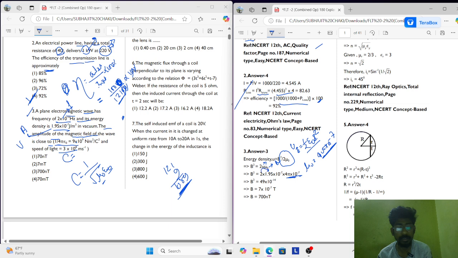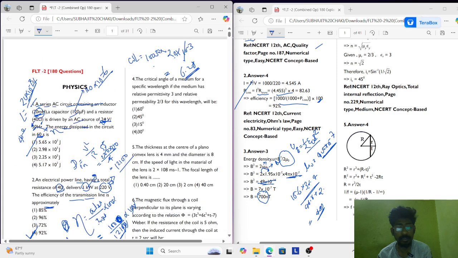This is 2 into 1.95 means 3.9, 3.9 into 4 means 15.6, 15.6 into 3.14 is around 46.8 plus 1.5. Yeah, it will be around 2 point something. So around 48.8 means 49 into 10 to the power minus 7, minus 7 means 14. So B will be equal to 7 into 10 to the power minus 7. So that is equal to 700 nano Tesla. Okay. Option number 3 will be our correct answer. Nano means 10 to the power minus 9.